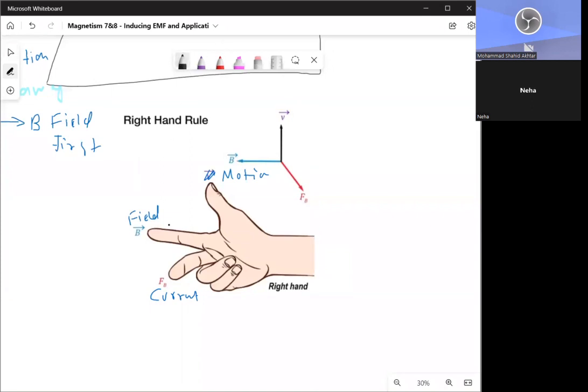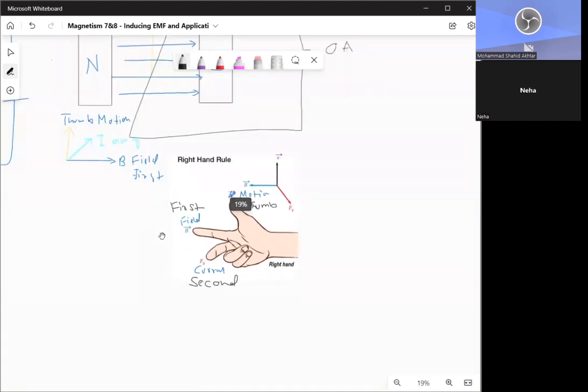The second finger. Second, for current, the second middle finger. C for current. First finger, F for field. Thumb, M for motion. Okay. Now that's the right hand rule.